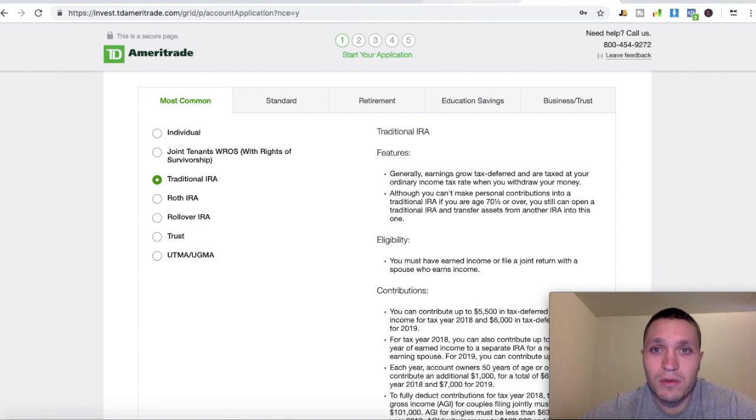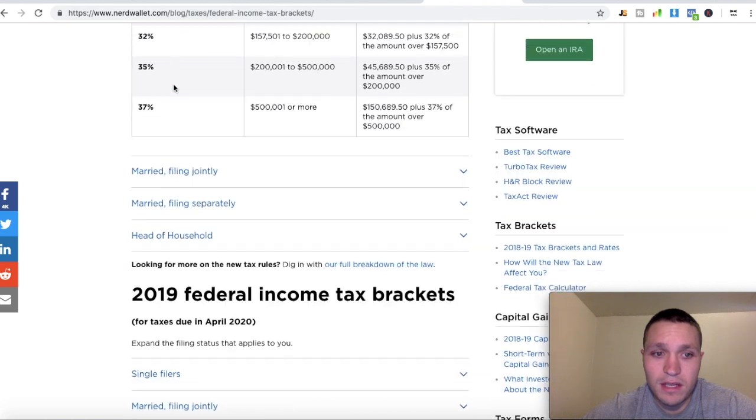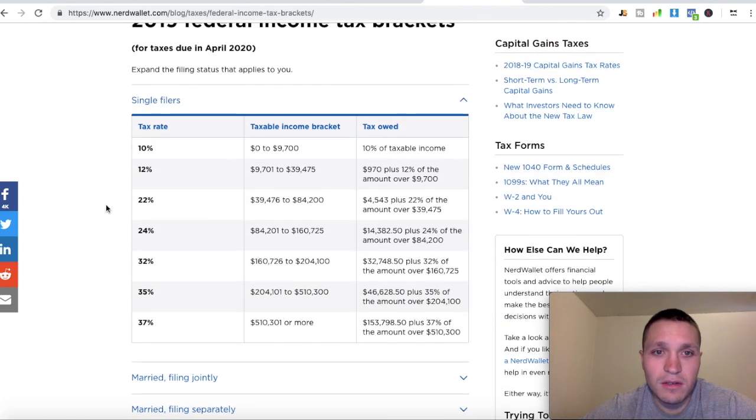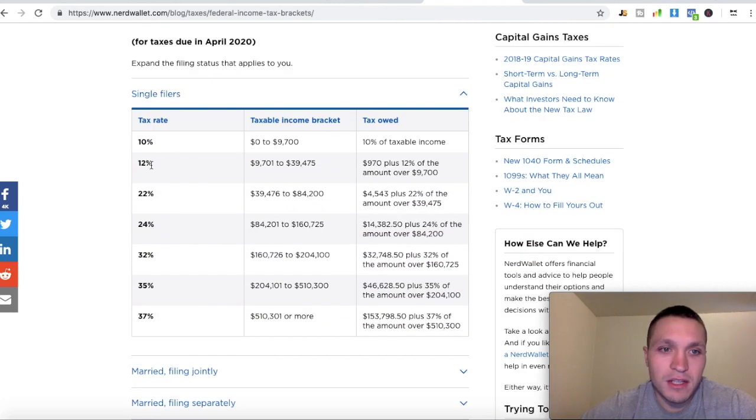So we're going to hop over to 2018 federal income tax brackets. Now, we're actually going to go down to 2019 because this is going to be this year now. It did change a very little bit. What these tax brackets mean: 10, 12, 22, 24, 32, 35, 37. This is all based on your current income.